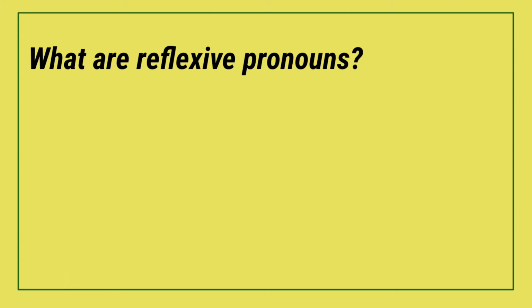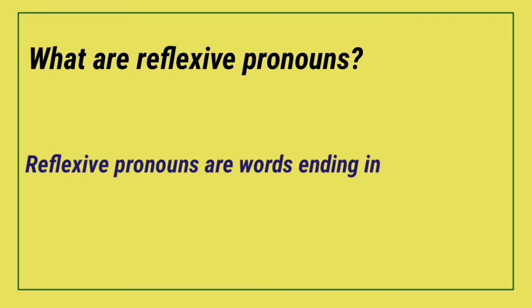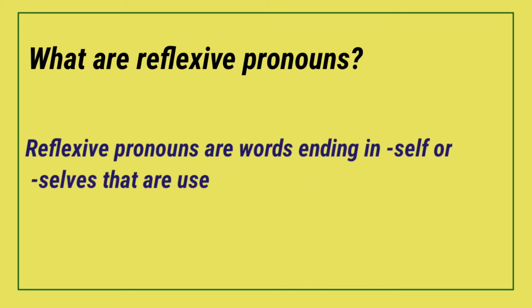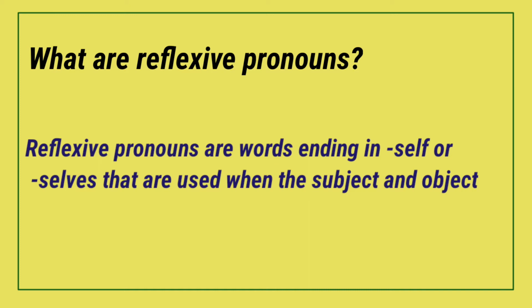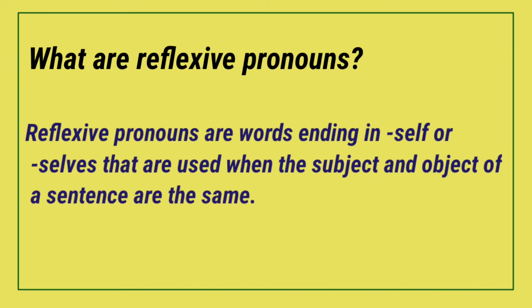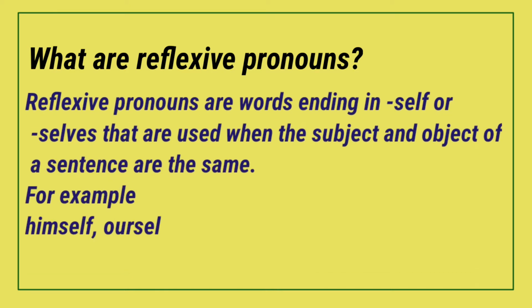Let us understand what are reflexive pronouns. Reflexive pronouns are words ending in self or selves that are used when the subject and object of a sentence are the same. For example, himself, ourselves, and themselves. So, to understand reflexive pronoun, one must be able to identify the subject and object used in a sentence.